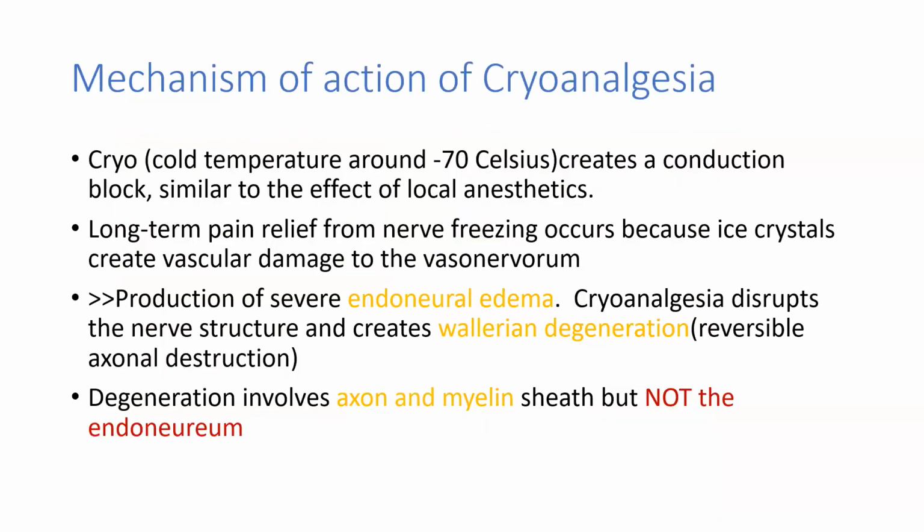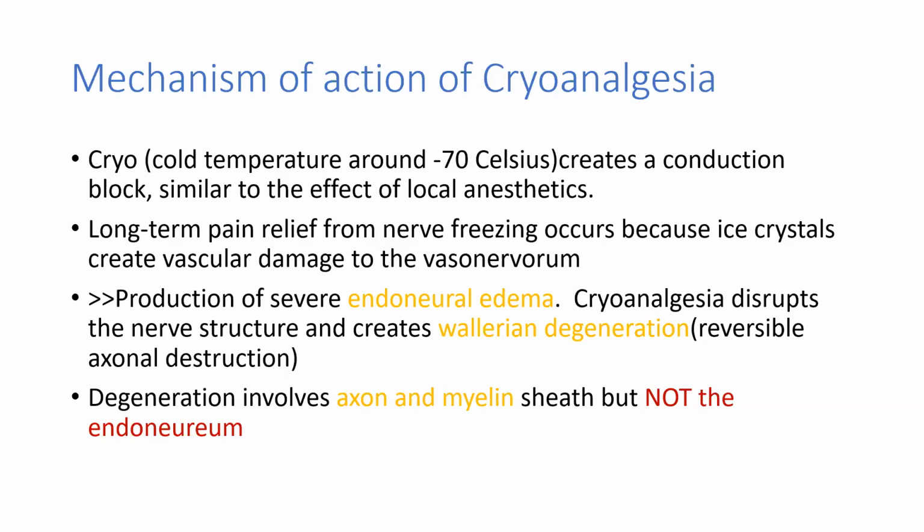So how does cryoanalgesia work? Cold temperature, usually around negative 70, starts, and as I said, when it reaches the tissues at around negative 40 to negative 45, it creates a conduction block, which is very similar to the effect of local anesthetic. And the long-term pain relief from freezing those nerves occurs because the ice crystals create, on a cellular level, vascular damage to the vasa nervorum, and all this leads to the production of severe endoneurial edema inside the nerve.